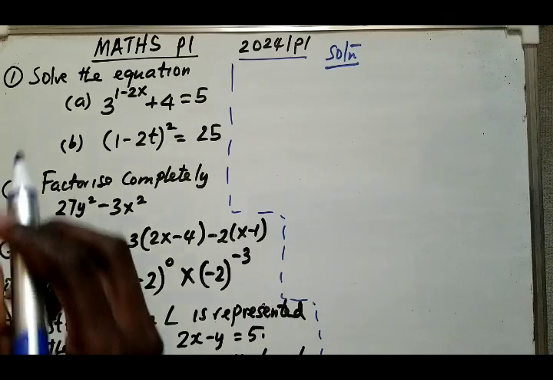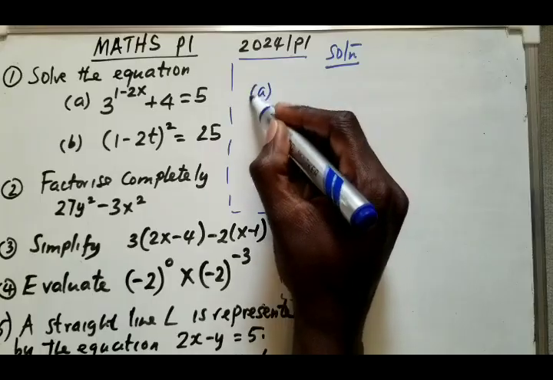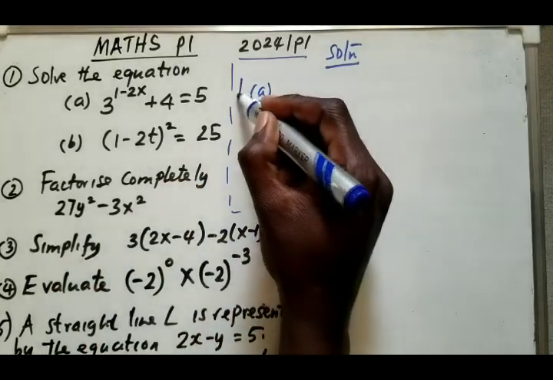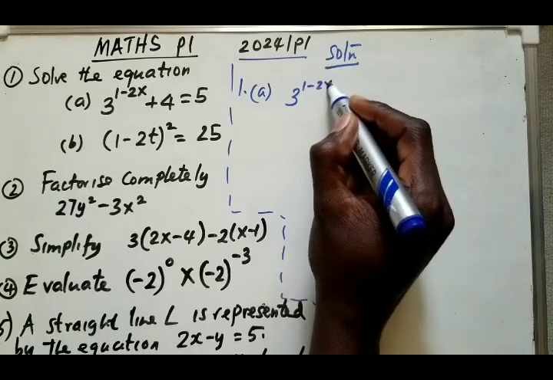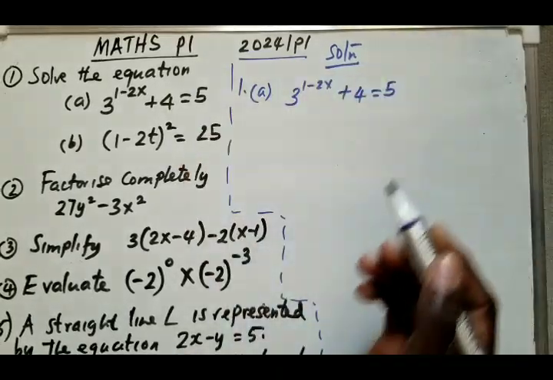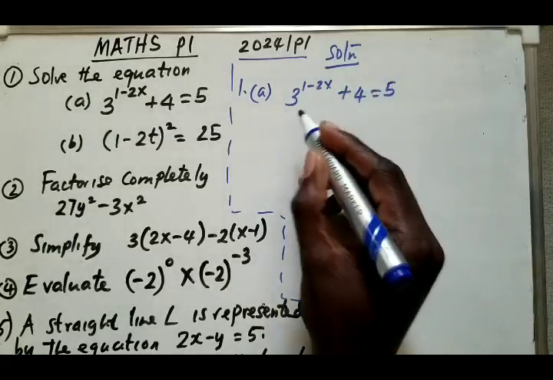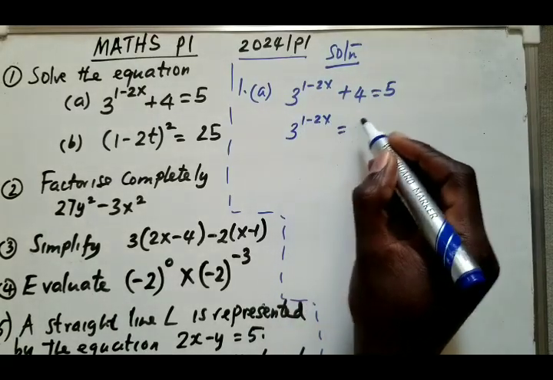The first question says, solve the equation. So how do you solve such an equation? You need to remember the laws of indices. In this case, they have given us 3 raised to the power 2x plus 4 is equal to 5. Like terms on one side. So this 4 can go to the other side. It will be 3 raised to 1 minus 2x is equal to.